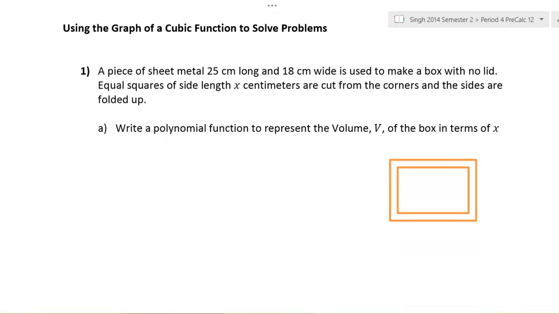We have a piece of sheet metal that is 25 centimeters long by 18 centimeters wide. It's going to be used to make a box. We're going to cut the corners and make a box with no lid. Equal squares of side length x centimeters are cut from the corners so that they're folded into a box. I'm going to start off by labeling this diagram. I have a box with length of 25 centimeters and a width of 18 centimeters.